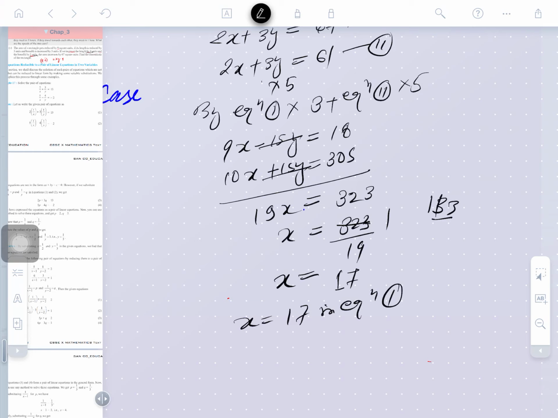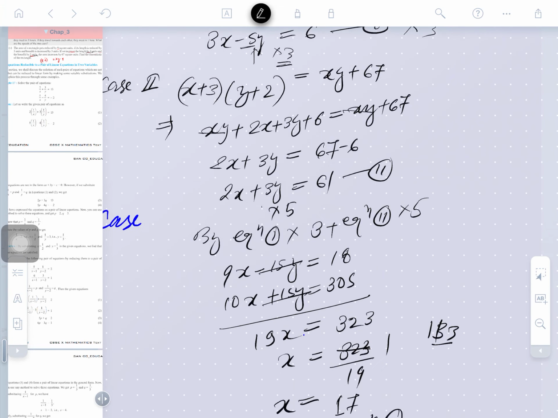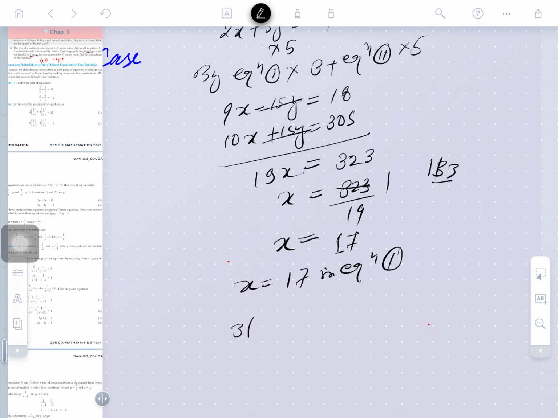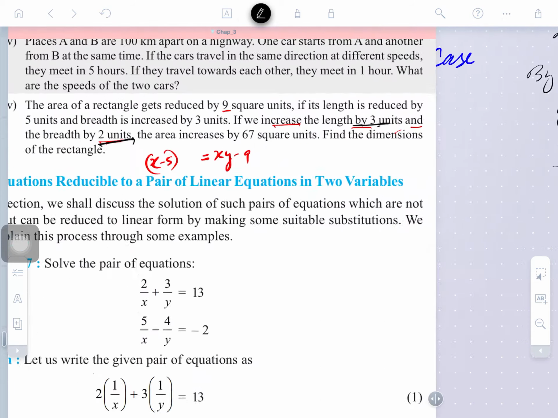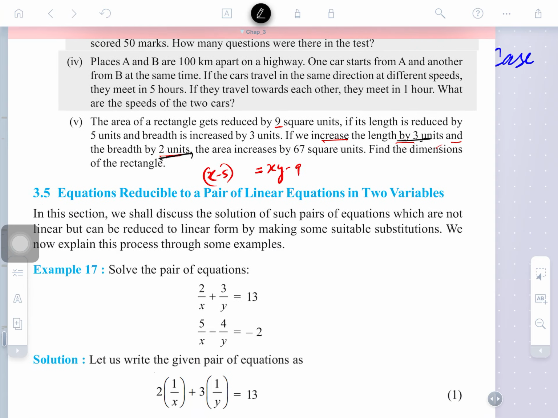In equation first or second you can put this here. What is the first equation? It is 3x minus 5y is equal to 6. So 3 into 17 minus 5y is equal to 6, and solving this we can obtain the value of y. Is that clear, guys? Any equation can be used here. Any method you employ, the most commonly used method is the elimination method.